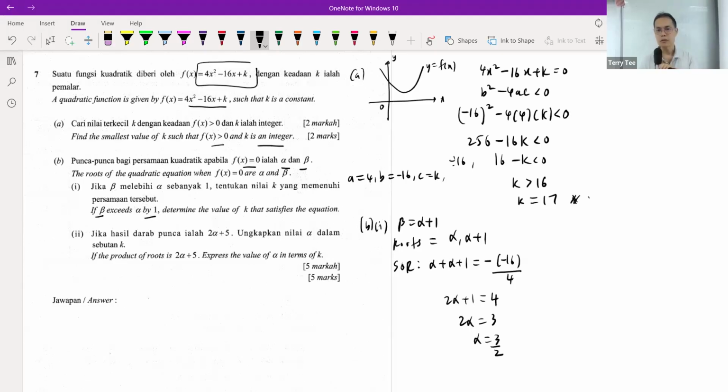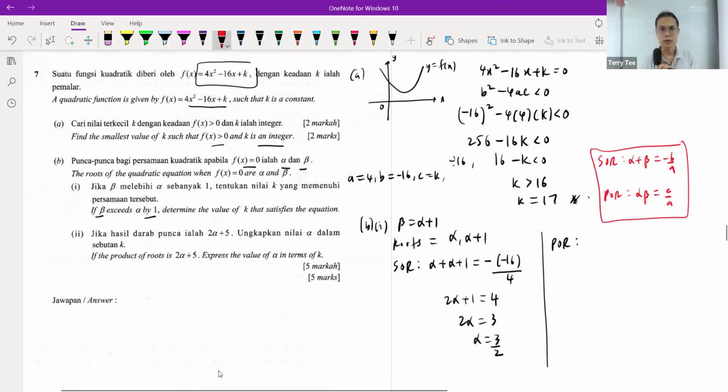You're supposed to find the value of k. Let's work out your POR. I've got my SOR, sum of roots, then work out your POR. For those who cannot remember, your SOR, sum of roots, is alpha plus beta, equals −b over a. Your POR is alpha times beta, equals c over a. So this is the formula. You need to know it, it's not given in the exam. So my POR will be alpha and alpha plus 1 multiplied together. The result is c, which is k over a.